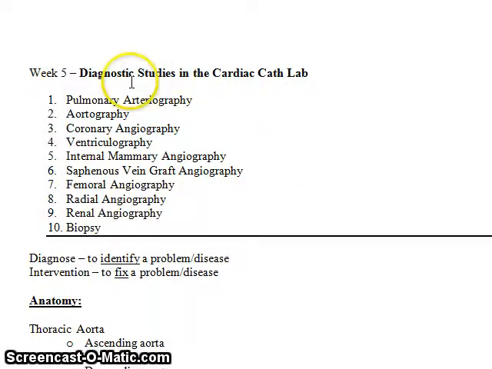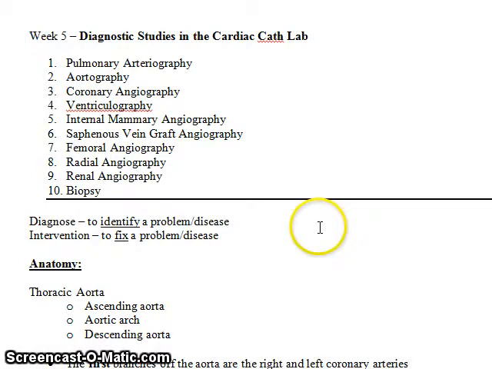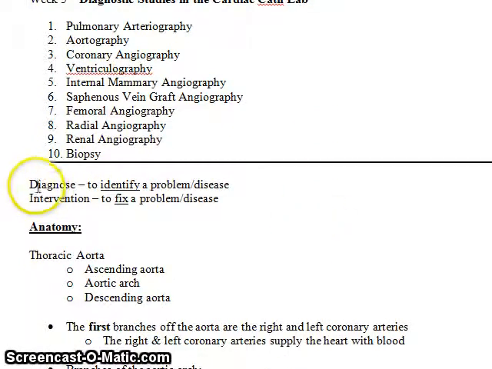Today we're going to talk about the diagnostic studies that occur in the cardiac cath lab. And here's a list of them. These come directly from the cath lab or cardiac interventional content specifications from the ARRT, so that's where this list comes from. But first, just briefly, I want to cover a couple of terms.